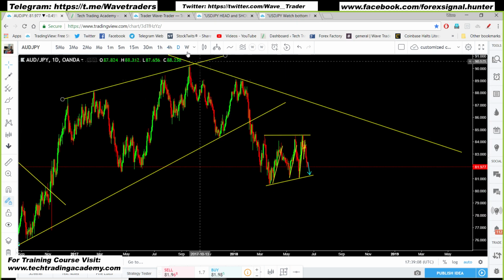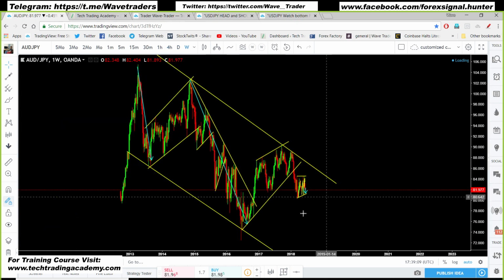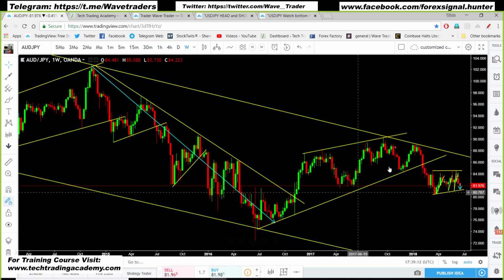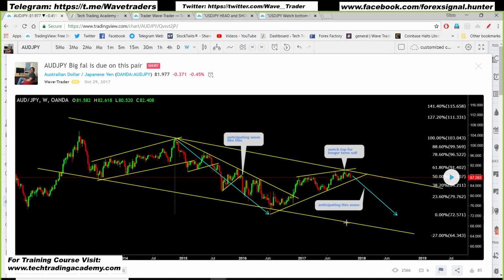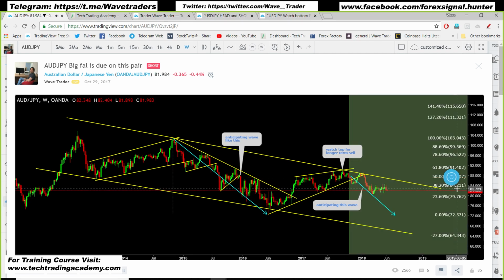What's happening here on this pair? Let me tell you. You see that? A big fall is due on this pair. So we are having that big fall. We were prepared for that big fall in 2017, not today, in 2017. So what we are having now on this chart is continuation.